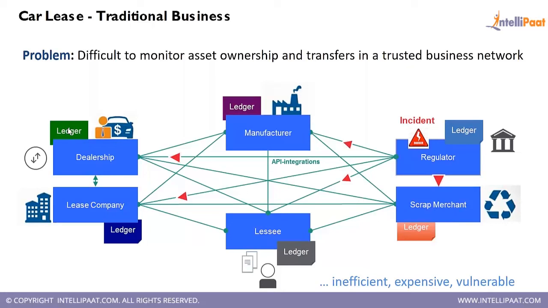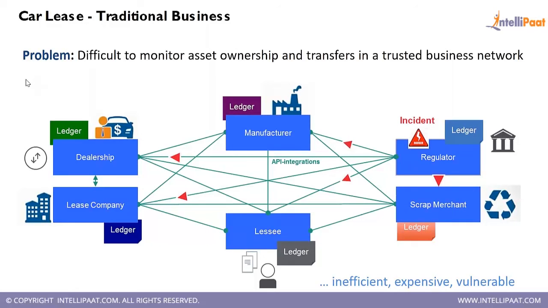And there are certainly third parties who are making these transactions happen. If you see here, these are the third parties, like the governing houses, federal houses, or regulators who are governing the transactions happening on the network. So what is happening today? In a car lease example, what happens? I'll explain the transaction life cycle.